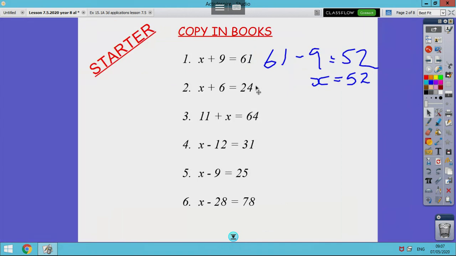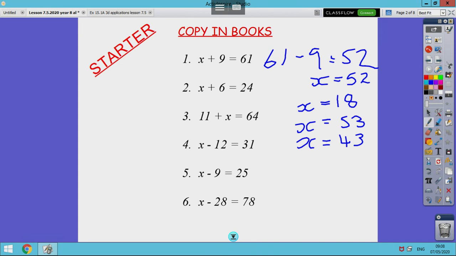Okay, so here are your answers. So you've got a number plus 6 gives us 24. X has to be 18 for that one. 11 plus a number gives us 64. X has to be 53 for that one. A number take away 12 gives us 31. X has to be 43 for that one.